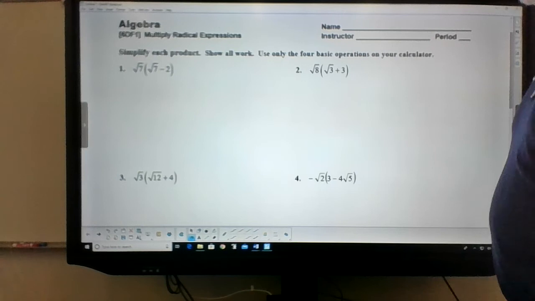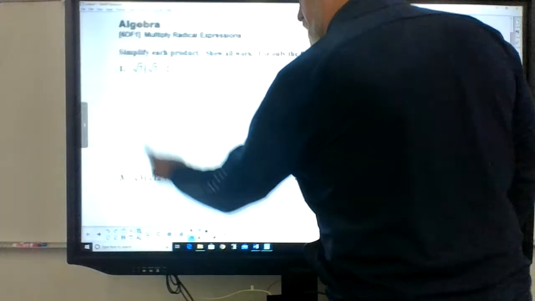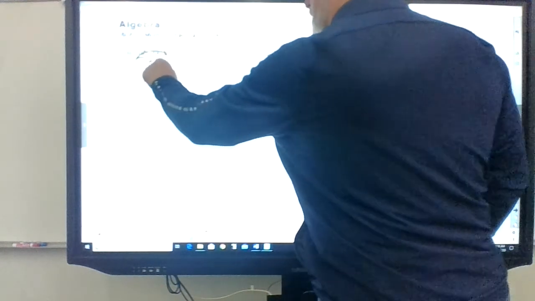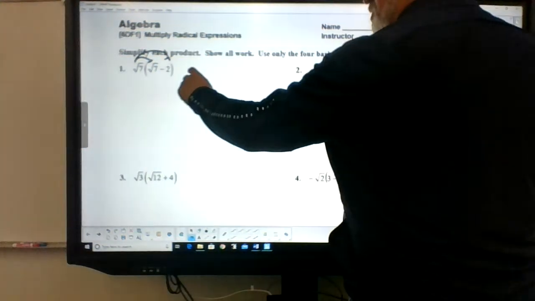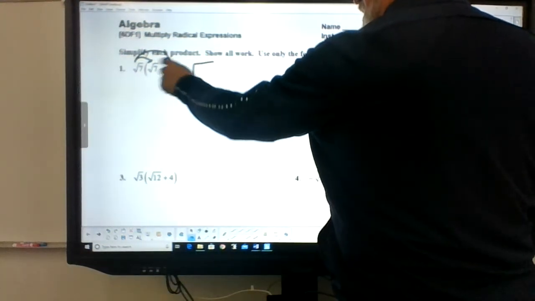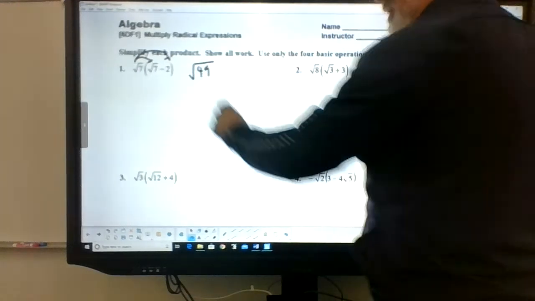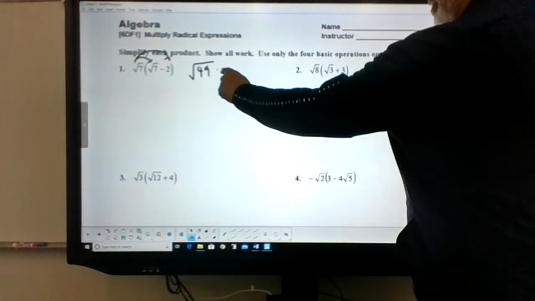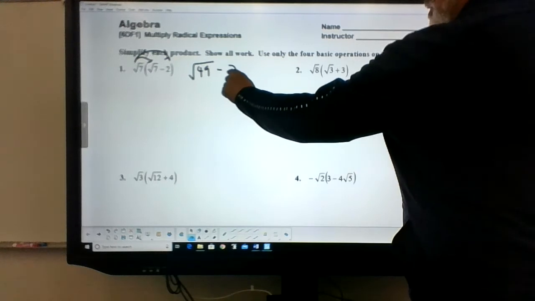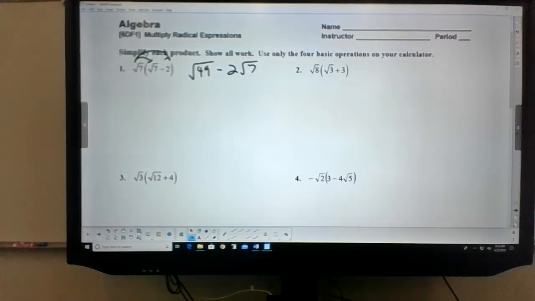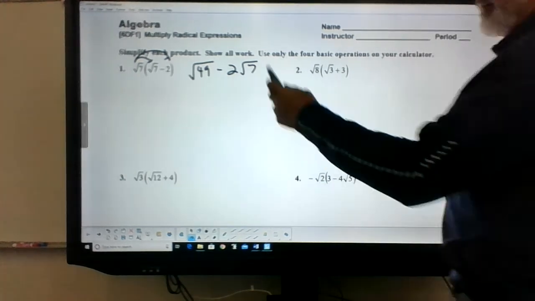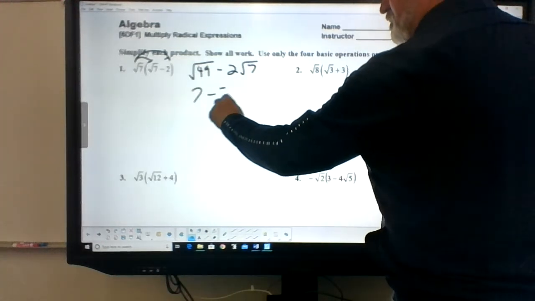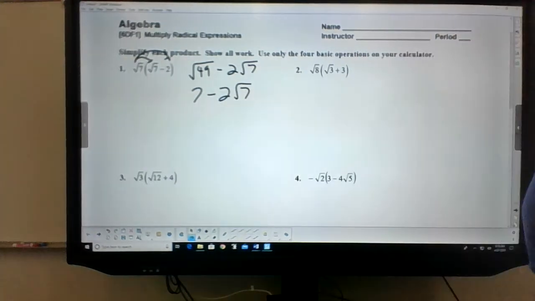So multiplying radicals. Again, distribution. I am distributing the radical 7 to both pieces. Again, we would get radical 7 times radical 7, which is radical 49, minus 2 radical 7. Please take note, the 2 is not under the radical, so it would be written in front. Now it's a matter of simplifying. Radical 49 is 7, so we have 7 minus 2 radical 7, and we have a finished answer. Can't do anything else with it.